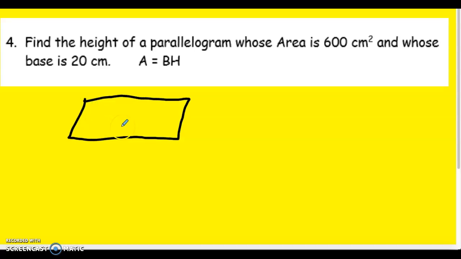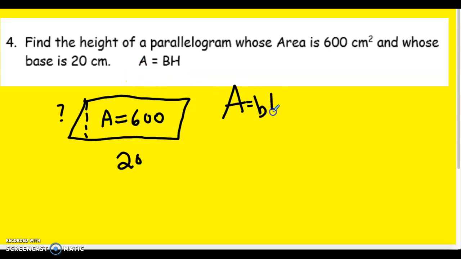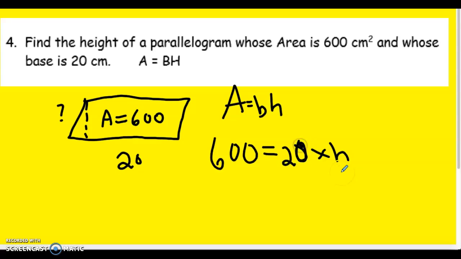You're given in this problem that you want to find the height. The area inside is 600 centimeters squared, and you're given the base is 20 centimeters, and you're asked to find the height. What is the height? You know the formula is A equals B times H, so the area is 600. The base is 20, so 20 times what number? 20 times what number gives you 600?